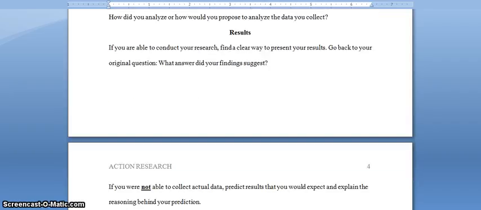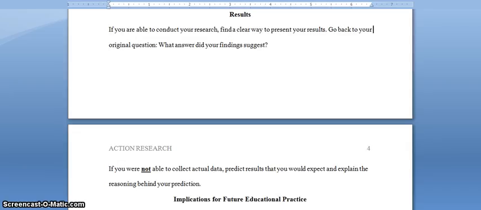If you've got several that you're looking at, then you want to make sure that you're able to answer both questions, because that's the reason why we're doing this. We're looking to answer questions. So you want your results to be able to answer those questions.